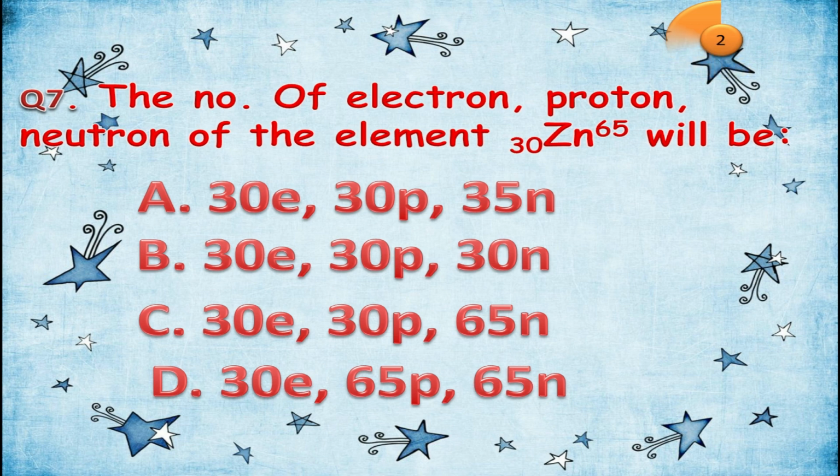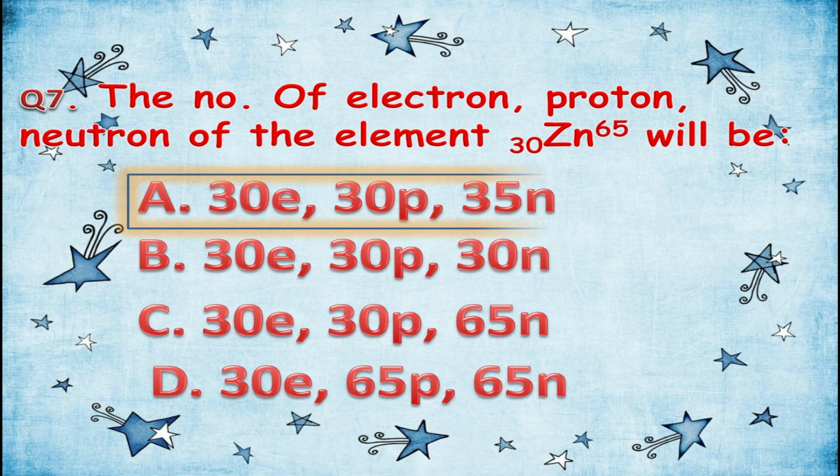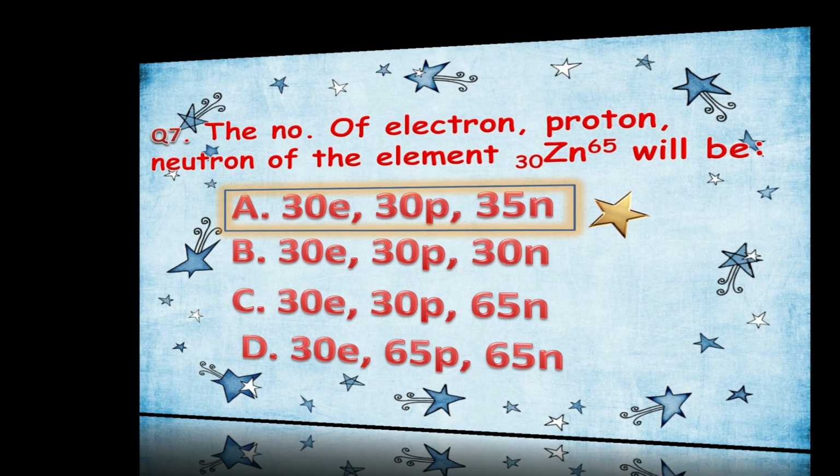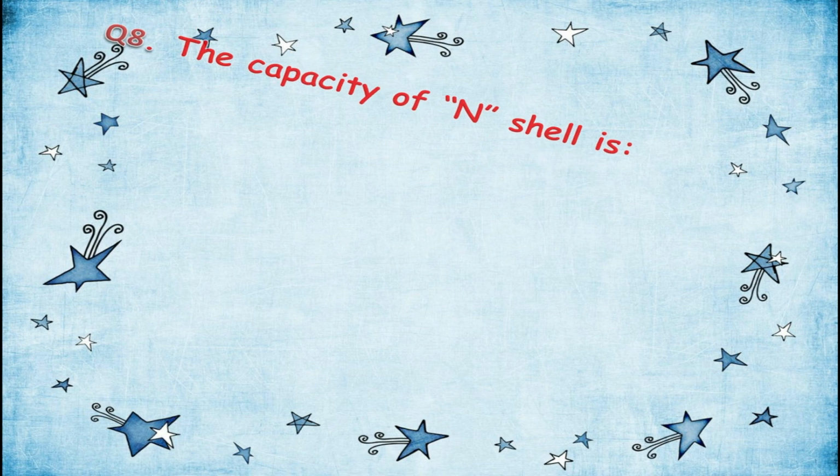Okay, time's up. The correct answer is A, 30 electrons, 30 protons and 35 neutrons. You got 1 point for this correct answer. Next question is question number 8.